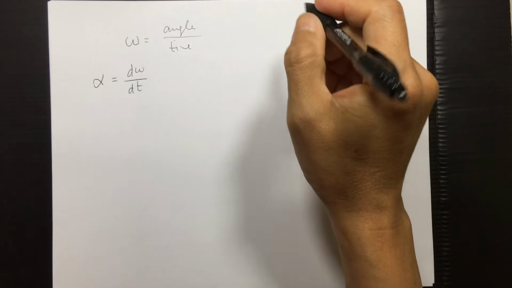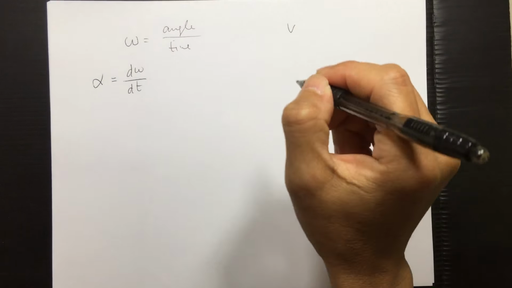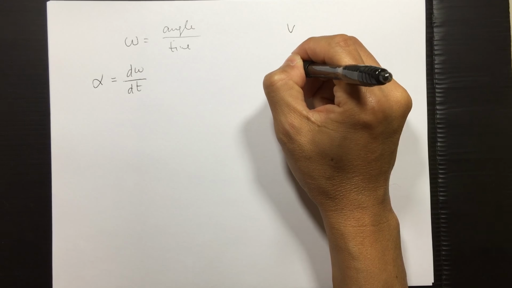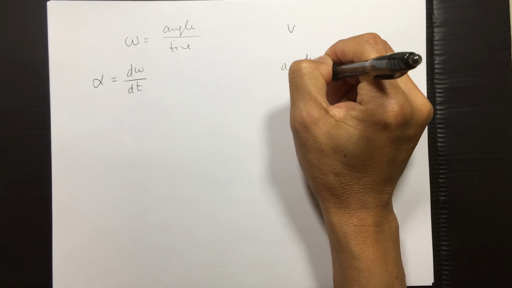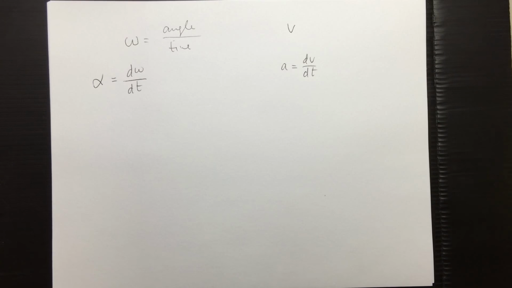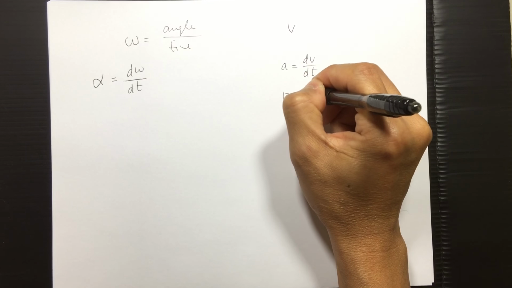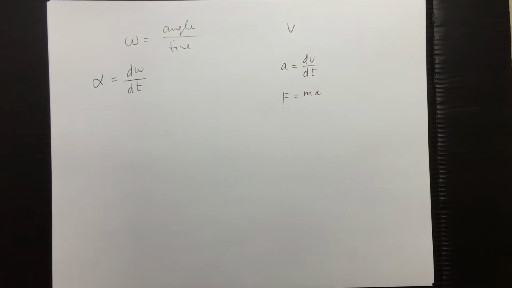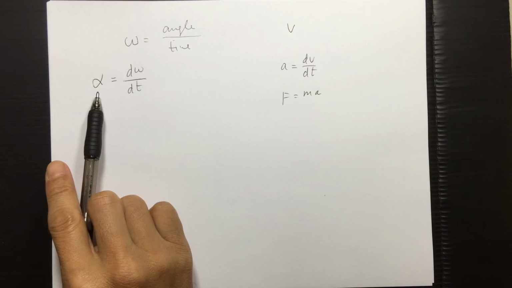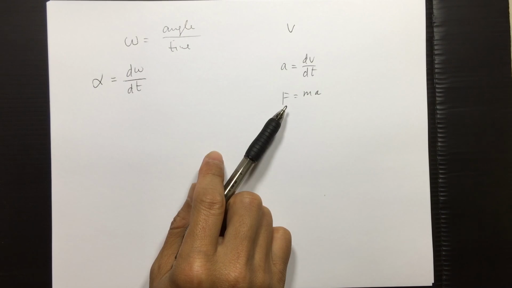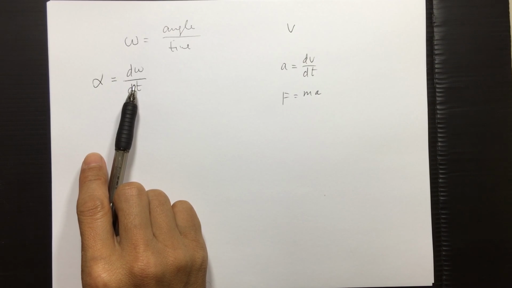Now, we have this, this is the velocity, right? This is a equals dv/dt, right? Then we know F equals ma, right? We know m alpha is not F, because this is not velocity.